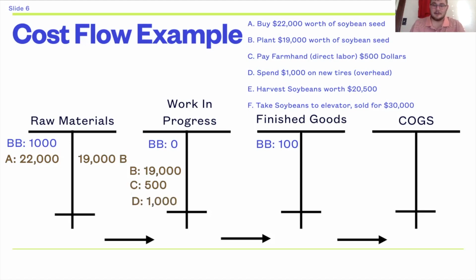Next, we have us spending $1,000 on new tires. We talked a little bit about this earlier, but that's going to be considered our overhead. And so we can go ahead and put that in our work in progress. E, we're going to harvest soybeans worth $20,500. That's the costs that we put into it. And so we're going to take that out of work in progress and move it into finished goods.